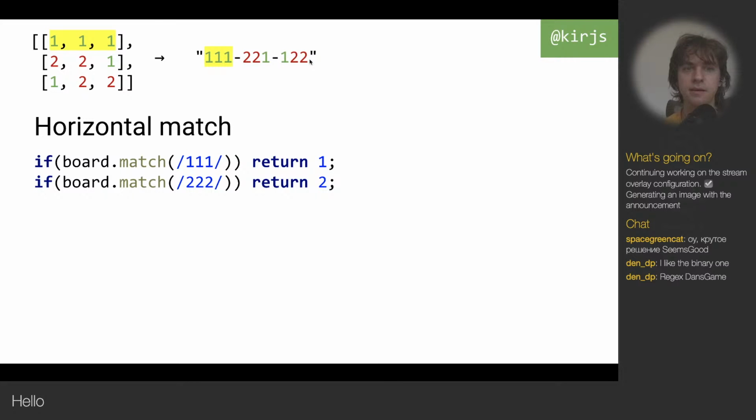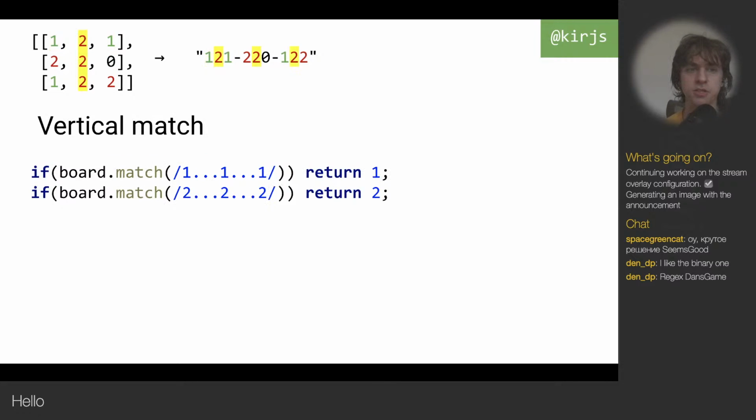And then how would a horizontal match look like? Well, it's easy. If there is 1 1 1 anywhere, then X won. If there is 2 2 2 anywhere, well, then O's won. So that's it. What about vertical match? It's the same, but we skip 3 things. Right, so this is how we get vertical match.